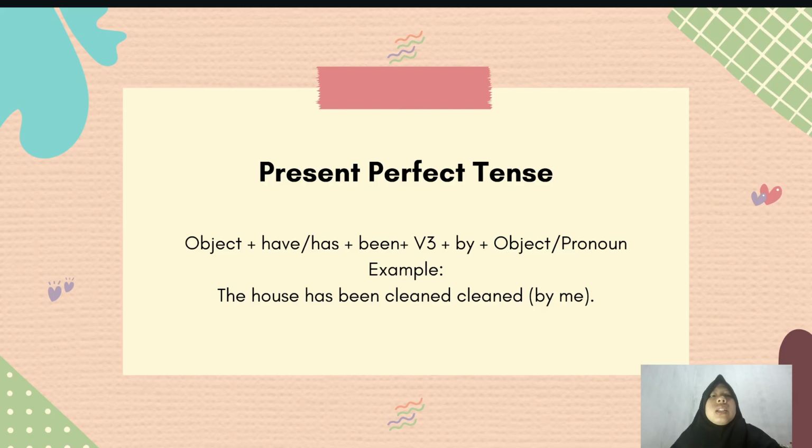Here we see the result of an action that has been completed. The focus is on the house, which has already been cleaned. The passive construction is useful when we want to highlight the completed action and its relevance to the present moment, especially when the agent or performer of the action is not important to the sentence.